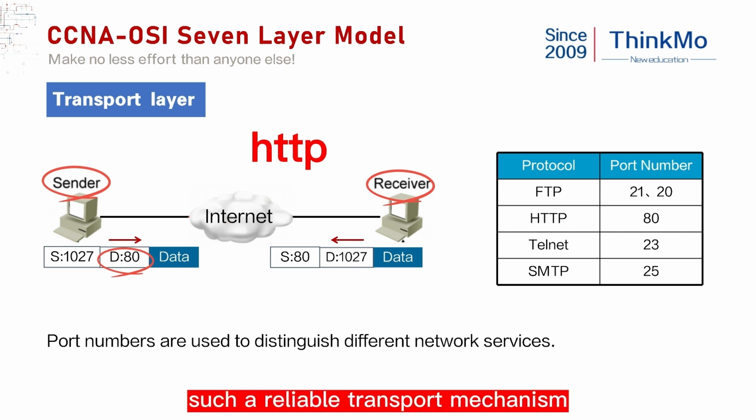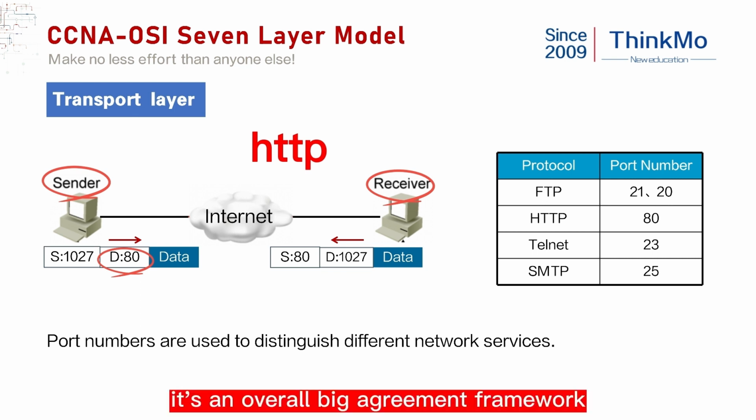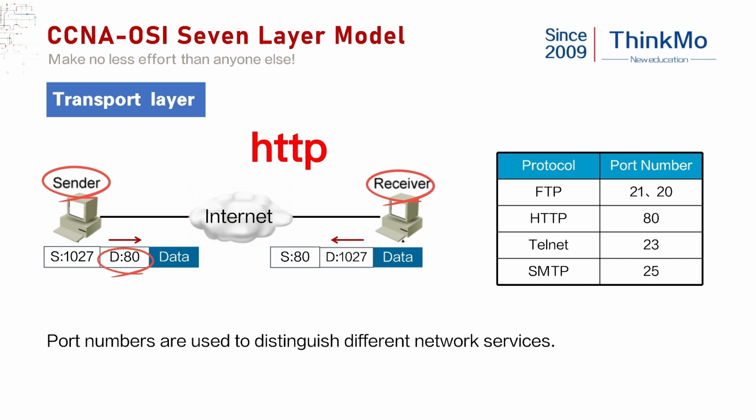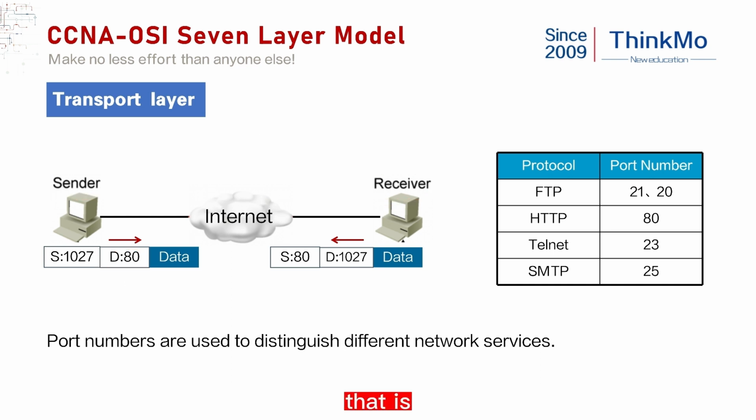Such a reliable transport mechanism, the Transmission Control Protocol, is an overall big protocol framework. Our HTTP protocol is one of them. We say that with the help of such a protocol framework, we generate an agreement using port 80. It's enough for everyone to understand that, for the transport layer.